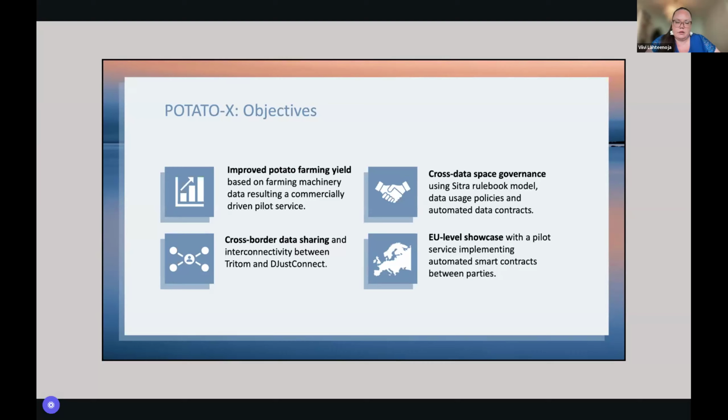This was also an exercise in practicing cross-border data sharing and interconnectivity between the two intermediary services. That's Tritom by the Finnish intermediary and Just Connect by the Belgian intermediary. And also one of the objectives for the project was to showcase a pilot service implementing automated smart contracts between parties in a cross-member state EU level showcase.